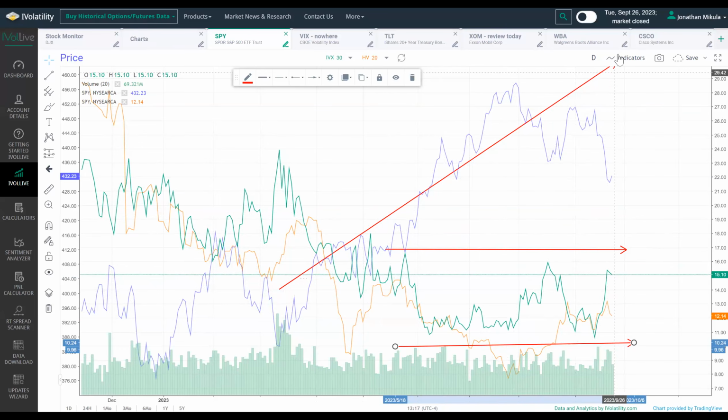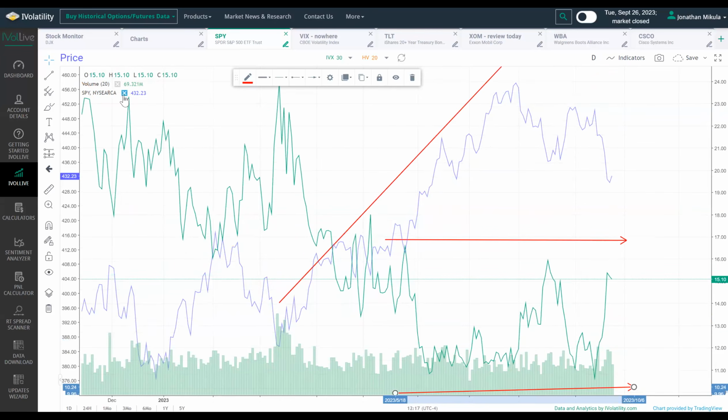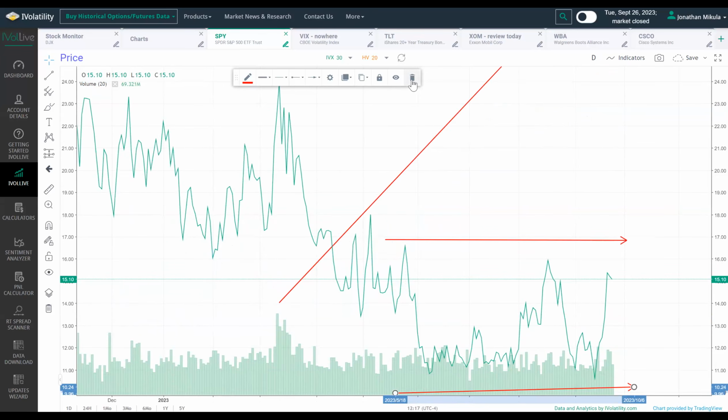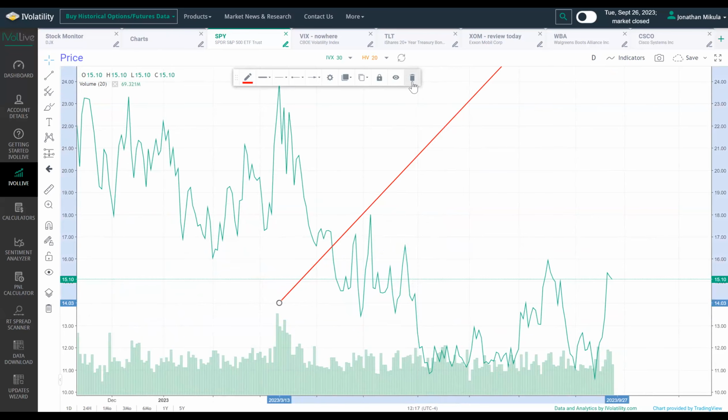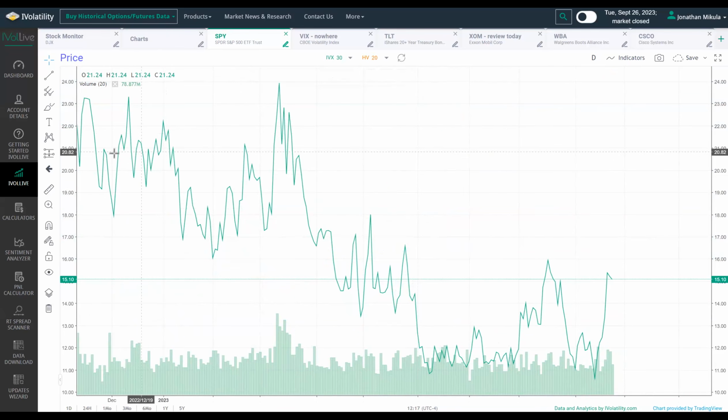The other thing you could do from this view that I really like doing every morning is isolating only the implied volatility of the S&P. So let's do that. So this is the implied vol, this is IVX for the S&P 500.